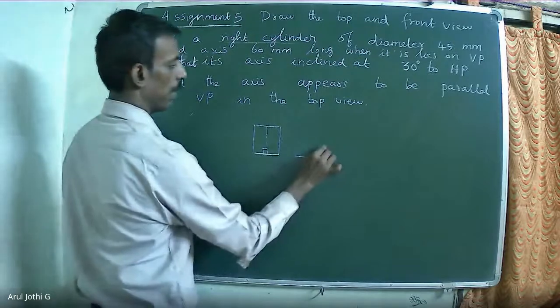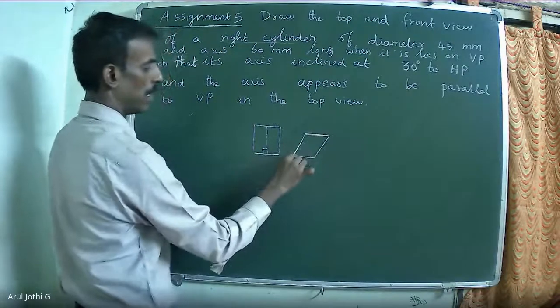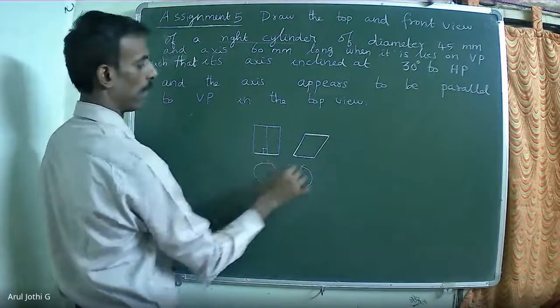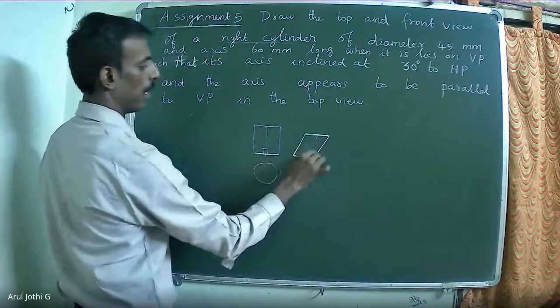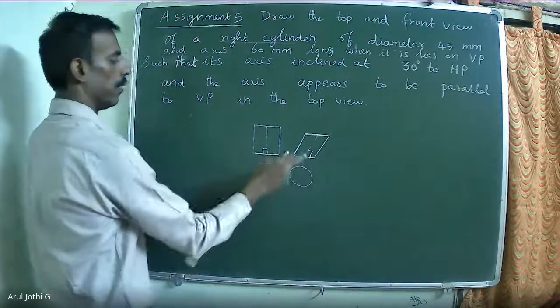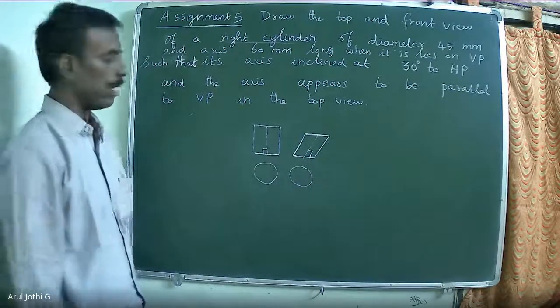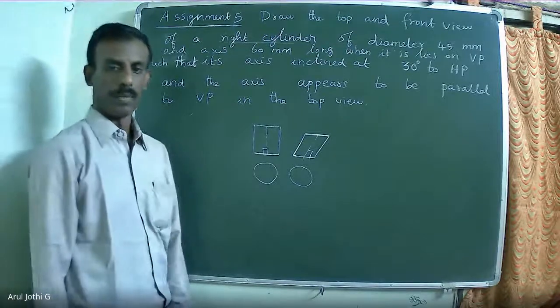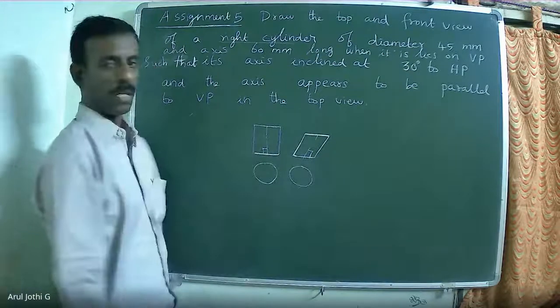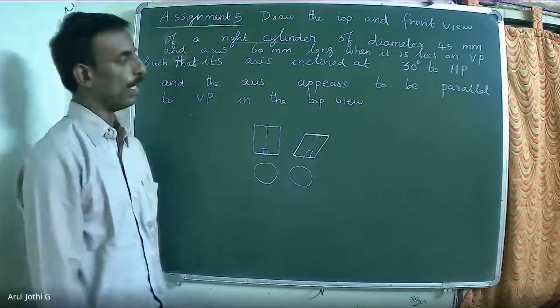Suppose this is also having the same circular shape. Okay. Axis of the cylinder is inclined to the base. This will be called irregular cylinder or oblique cylinder. Okay. So this will be the right cylinder. This will be the irregular or oblique cylinder.